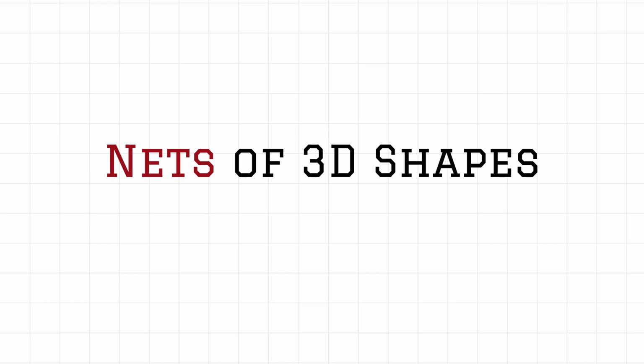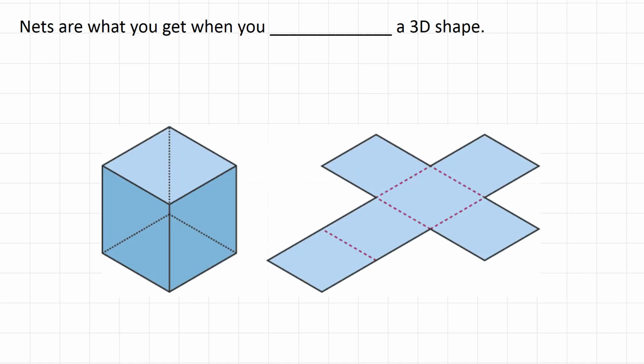To help us understand how 3D shapes can have an area, it helps to know about the nets of these common 3D shapes. Nets are what you get when you unfold a 3D shape.